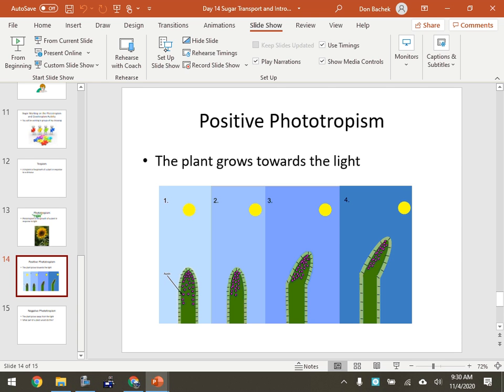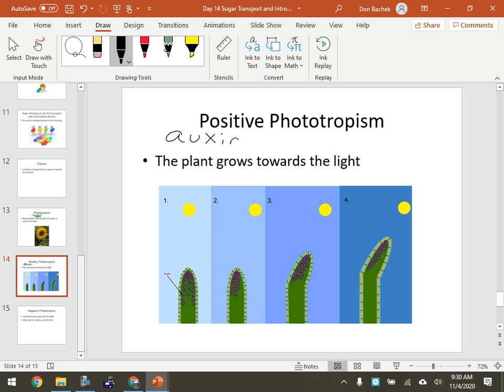And like I said, we're going to talk a little bit more about auxin coming up, so don't worry about it too much. But auxin are responsible for that bending towards the sun. It's a growth hormone. The plant goes towards the light in positive phototropism, just like sunlight, of course.